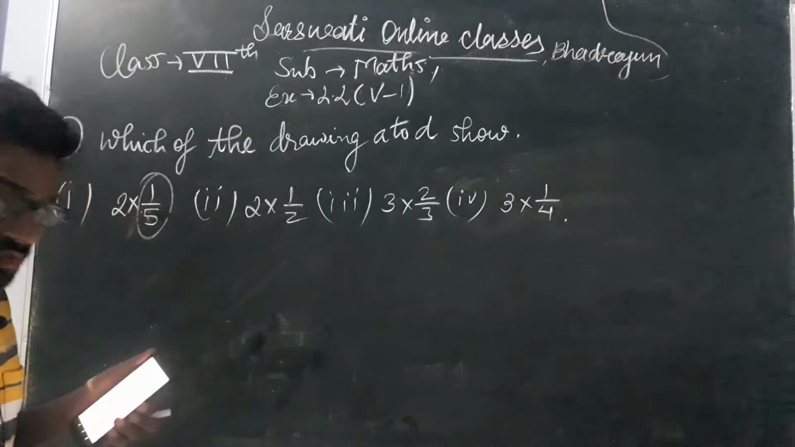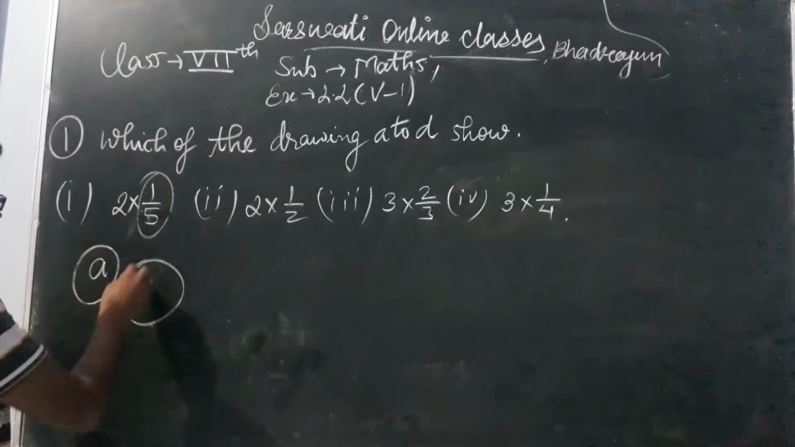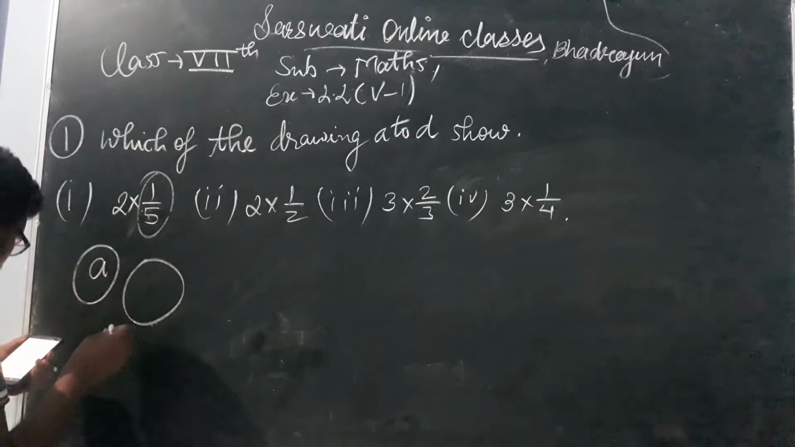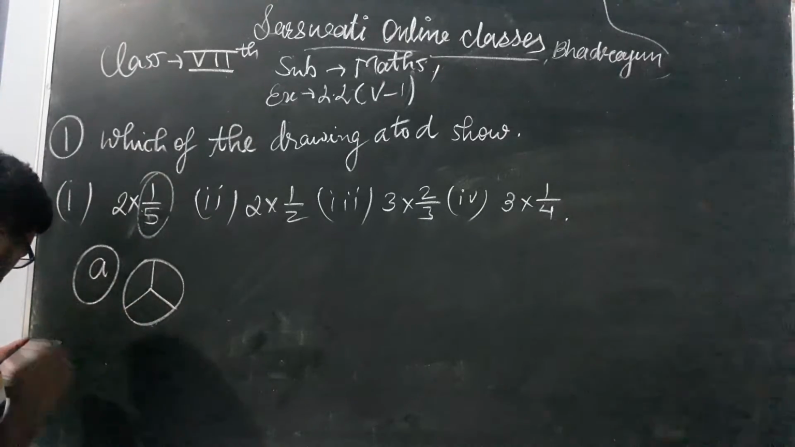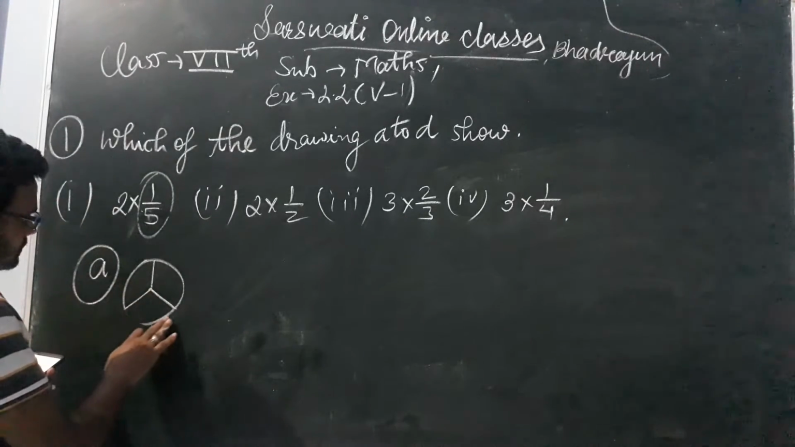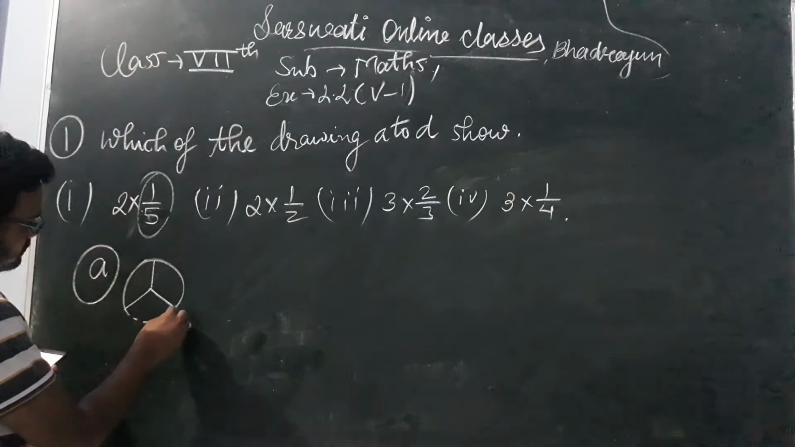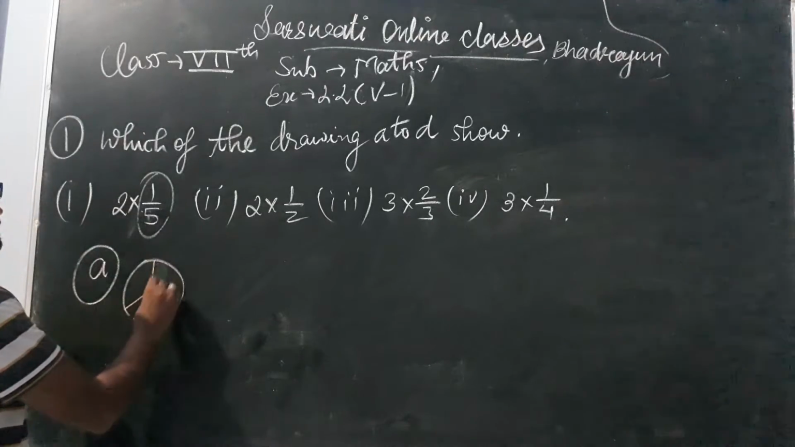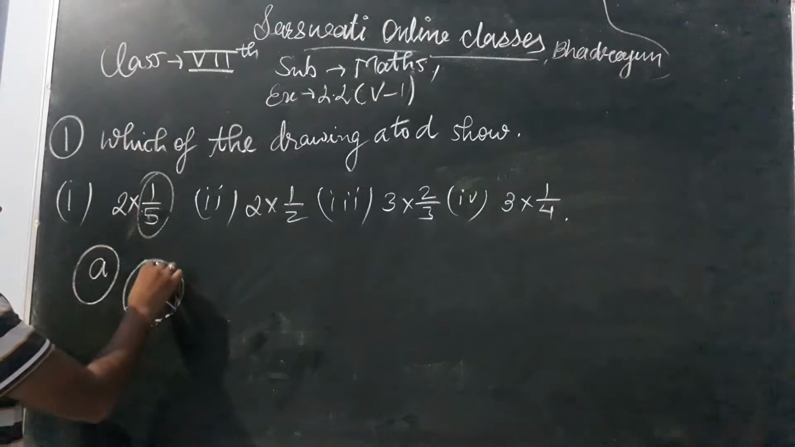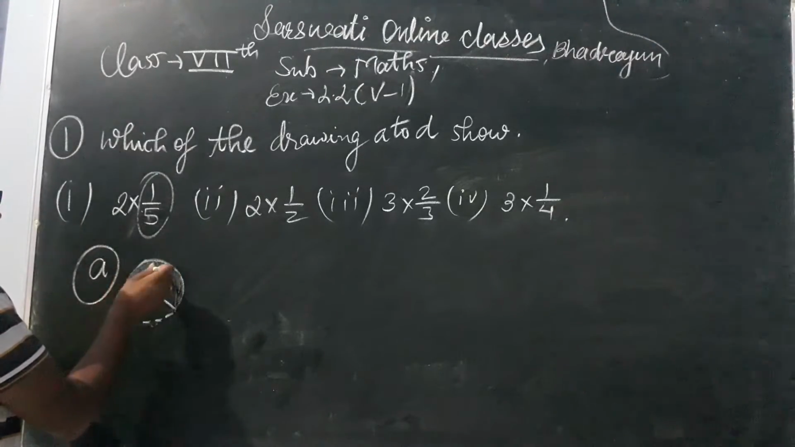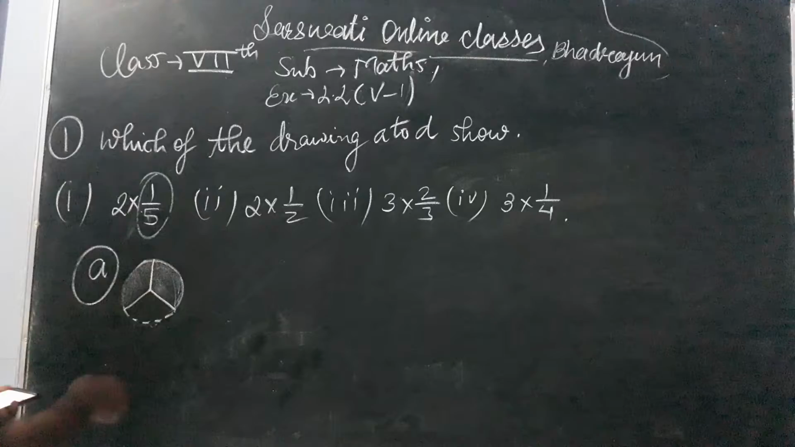Okay, now A is what? A is this circle. This type of designs are there in our question, part number A. Okay. This portion is dotted like this, and this portion is shaded. It means this portion has been detected from the whole circle.